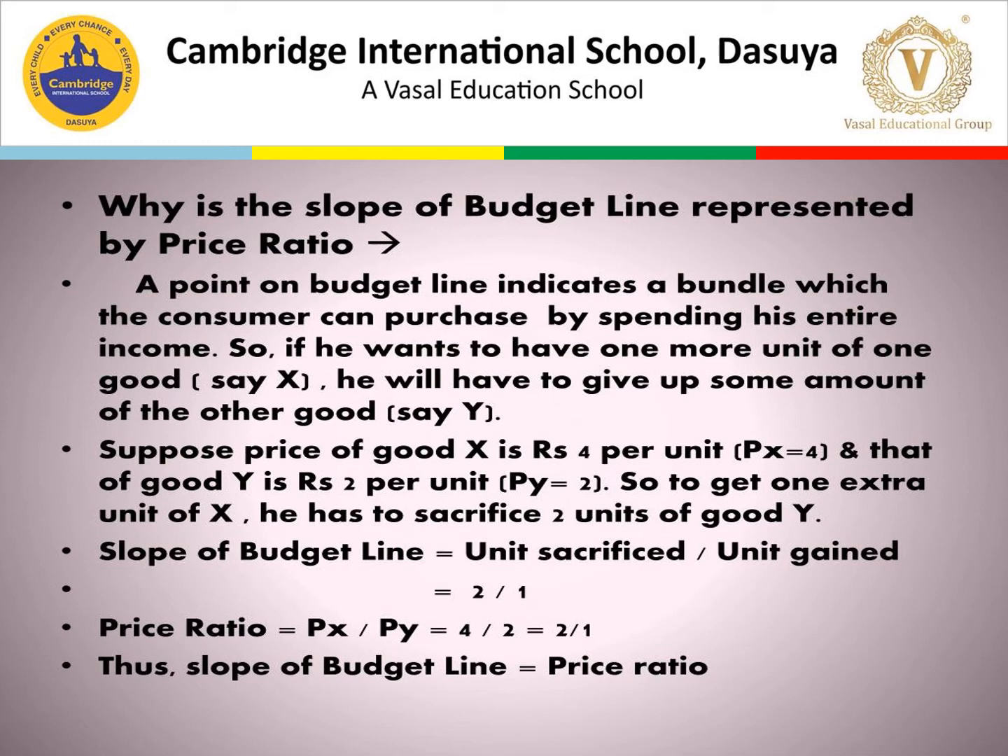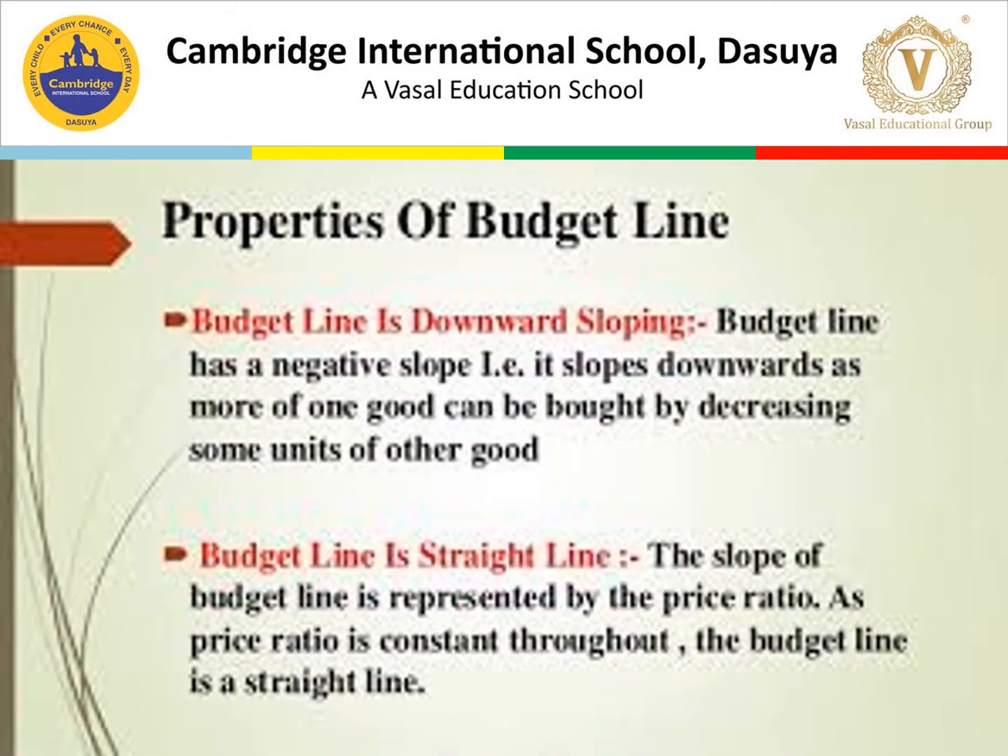So the slope of the budget line will be units sacrificed over units gained. So 2 over 1, that will be 2, which is the answer. The price ratio is Px over Py. So the price of x is 4 and the price of y is 2, so 4 divided by 2, the answer is 2 again. Now the slope of the budget line is always equal to the price ratio. So this should be kept in your mind. So you know how we have calculated? I think it is clear to you.